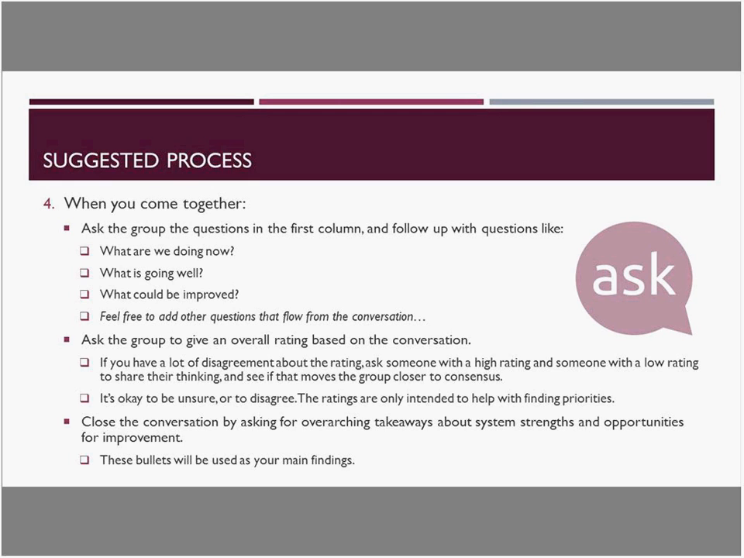Of course, we'd suggest that you close each conversation by asking the group for overarching takeaways about system strengths and opportunities for improvement. That summary from the group's perspective of what really stood out to them in the conversation can be the main findings from the assessment that you use more broadly to inform the priorities in the next stage of this process. So those are really helpful to record and capture as well, those overarching takeaways from the group about system strengths and opportunities for improvement.